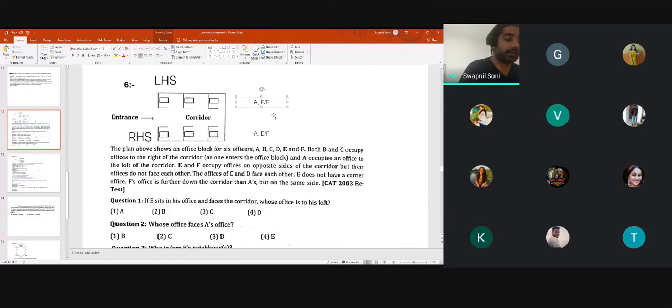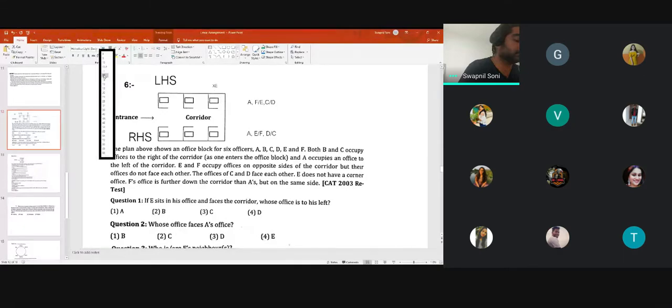Offices of C and D face each other. So we have C or B over here, and E or C over here. E does not have the corner office, so we can say it will not be over here.